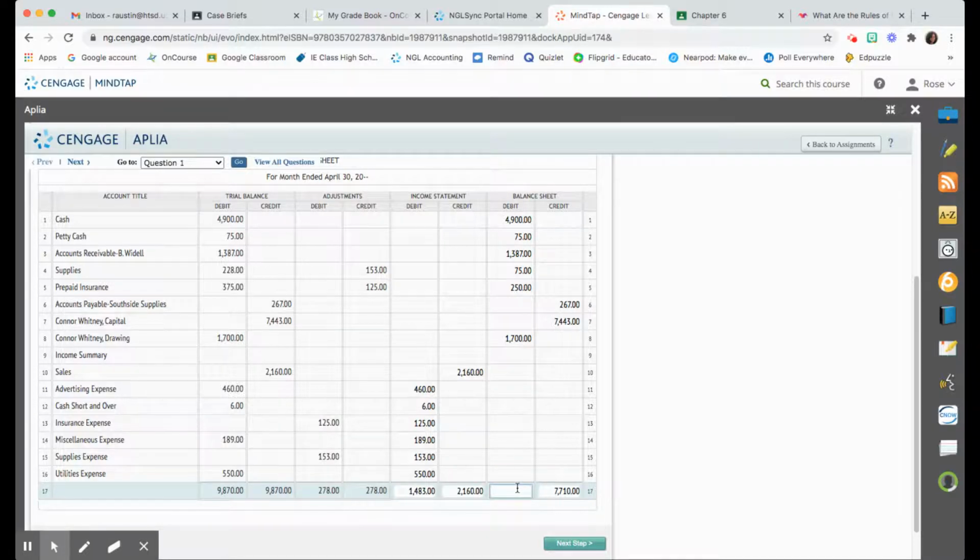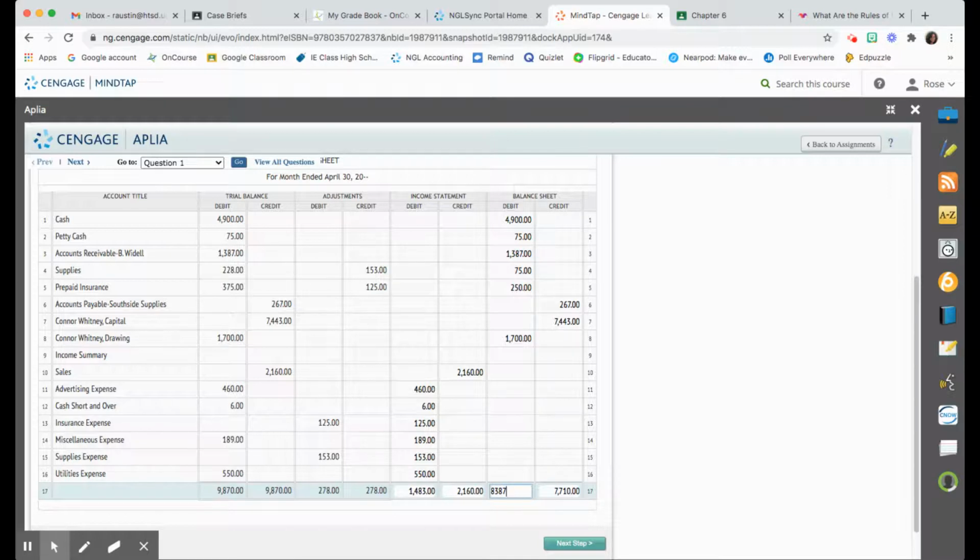And let me just add the rest of these numbers here in the debit column. Oops. Maybe I did something wrong. Hold on, let me check. 4,900, 75, 1387, 75, 250, 1,700. Okay, yes, I have 8387. That's correct.